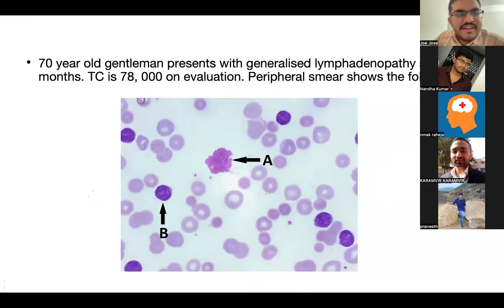You have a 70-year-old gentleman who presents with generalized lymphadenopathy. Total count is 78,000 on evaluation. Peripheral smear shows the following. What could this be? Sir, there are increased lymphocytes here, and that could be a smudge cell, or it could be a popcorn cell. A smudge cell is what I would think over here, sir.